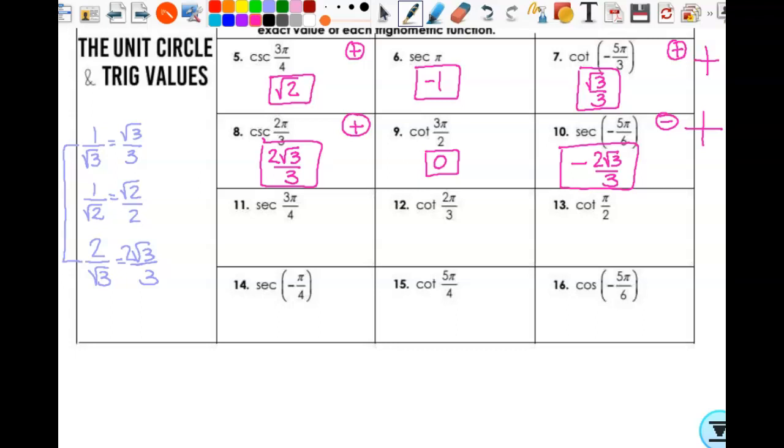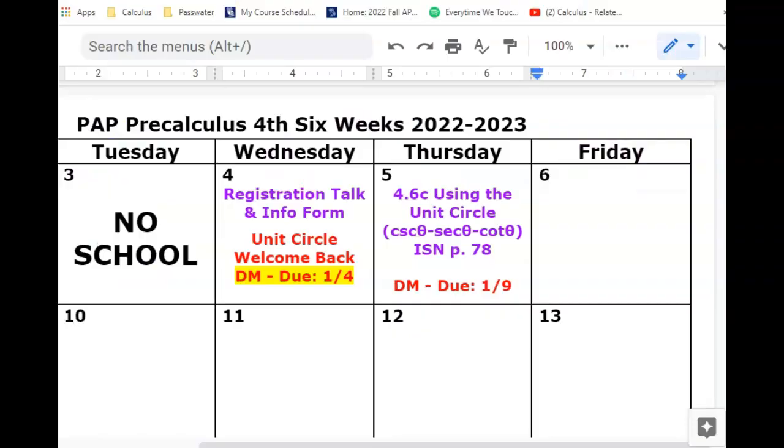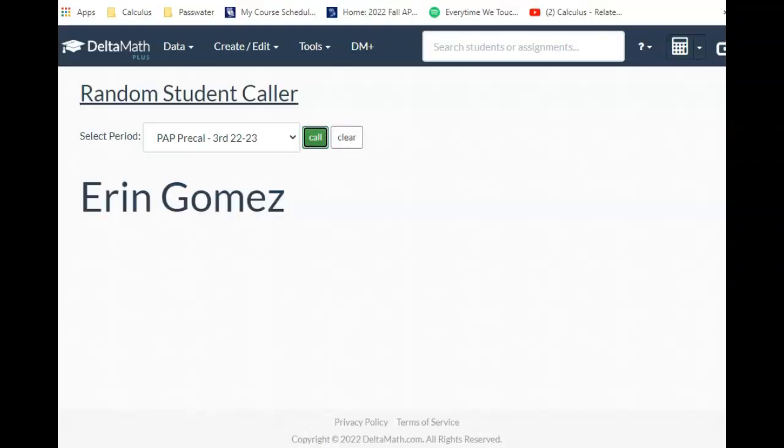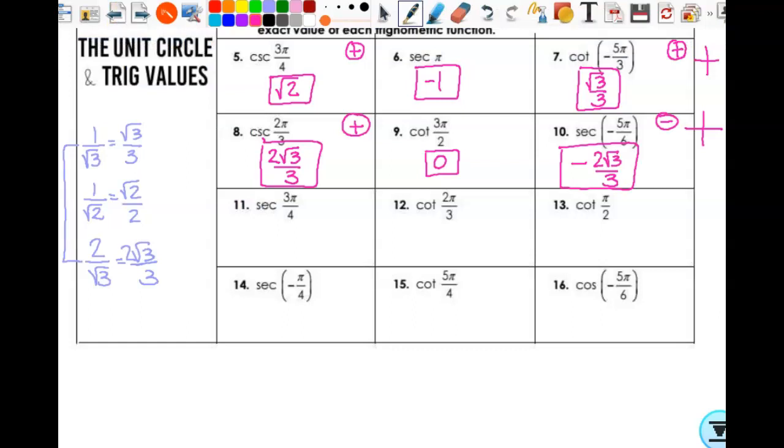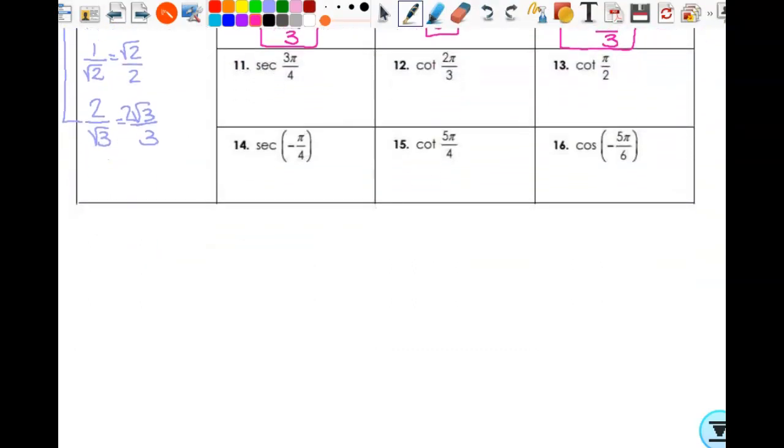Okay, that should be more than enough time. Let's see who's going to help me with these. All right, Erin, you're going to help me with number 11. So secant is the reciprocal of what? Cosine. And 3 pi fourths is in which quadrant? 2. So is it going to be positive or negative? Negative. What is the cosine of pi fourths? Okay, which means your final answer is negative square root of 2. Yes, good job. All right, y'all agree with that?